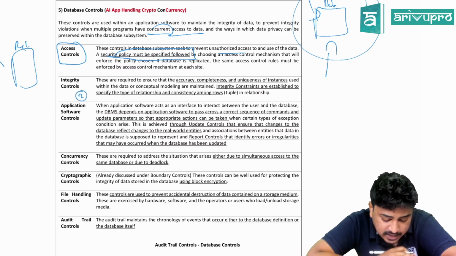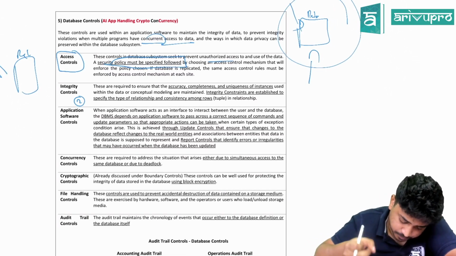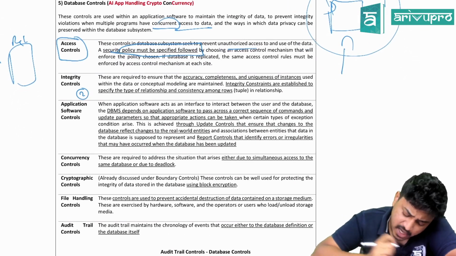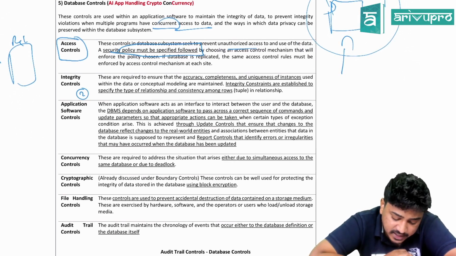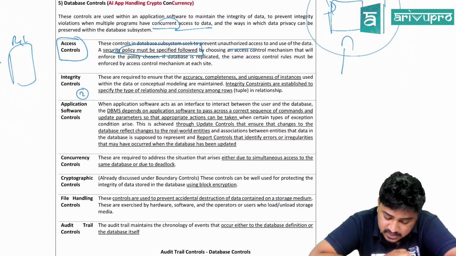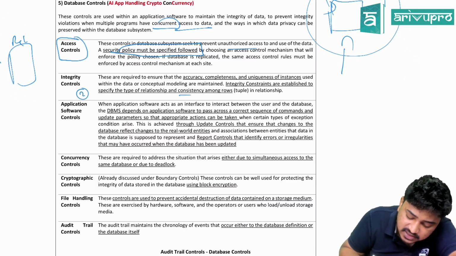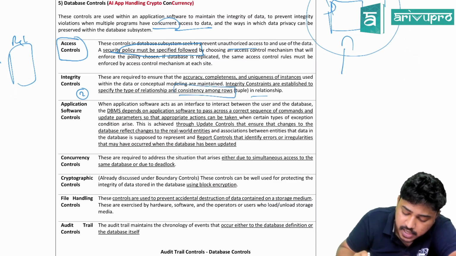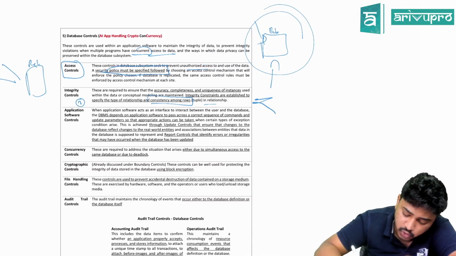Second, integrity control. Let's read it. These are required to ensure accuracy, completeness, and uniqueness of the instances used within the data, and that conceptual modeling is maintained. Integrity constraints are established to specify the type of relations and consistency among the rows in the database. Now, you can have it of two types.